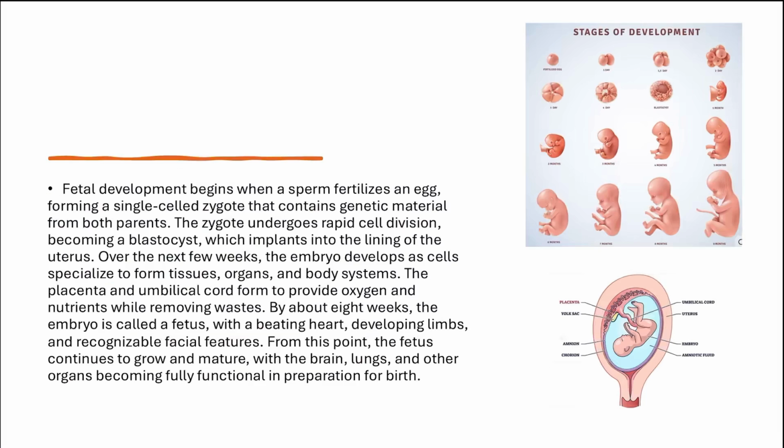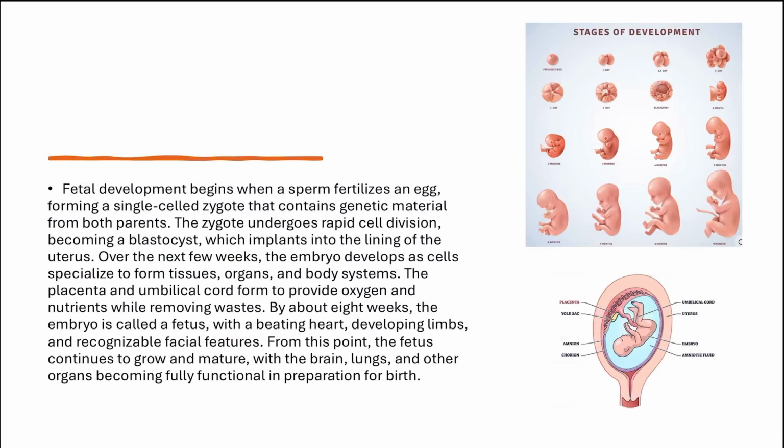The placenta and umbilical cord provide oxygen and nutrients while removing waste from the fetus. And then about 8 weeks in, the embryo is called a fetus, and it begins to have a heartbeat, develop limbs, and recognizable facial features. From this point, the fetus continues to grow and mature, with the brain, lungs, and other organs becoming fully functional in preparation for birth.